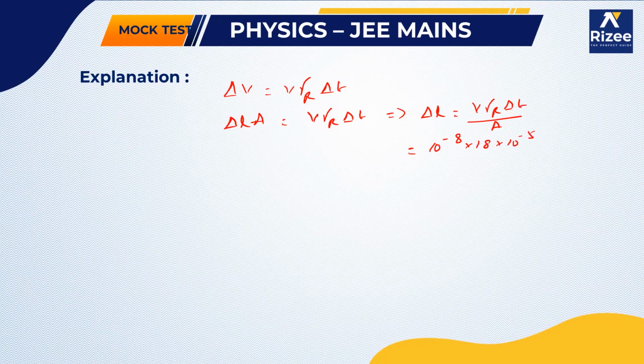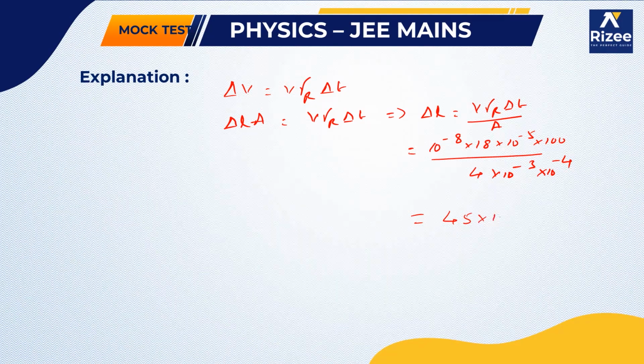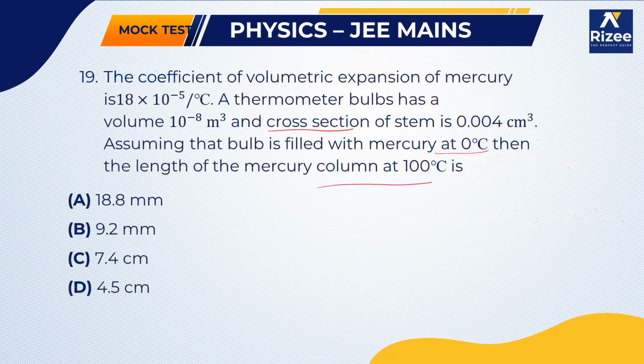This has been given, and the rise in temperature will be 100 degrees, and your area is going to be 4 into 10 to the power of minus 3. So this is your given information. On solving, this is also in mm, so 10 to the power of minus 4 you can also go for. On solving this, you will get 45 into 10 to the power of minus 3 meters, which is equal to 4.5 centimeters. So this is your 4.5. That means your answer will be option D in this particular case.